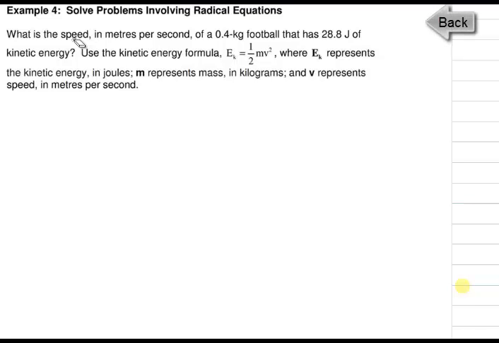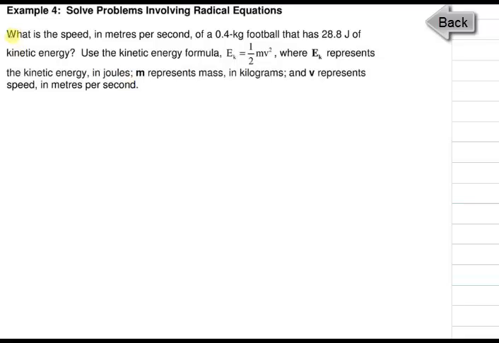Our last example for 5.3 is an application problem. What is the speed in meters per second of a 0.4 kilogram football that has 28.8 joules of kinetic energy? Use the kinetic energy formula E subscript k equals 1/2 mv squared, where E subscript k represents the kinetic energy in joules, m represents mass in kilograms, and v represents the speed in meters per second.